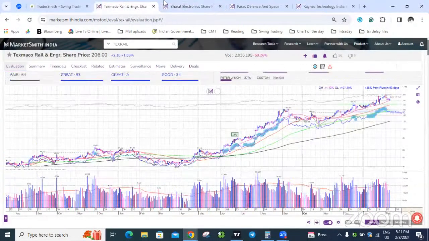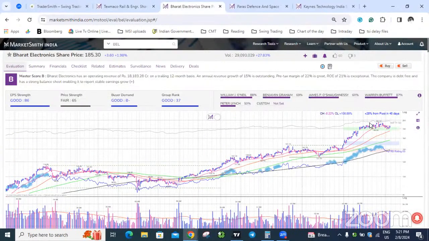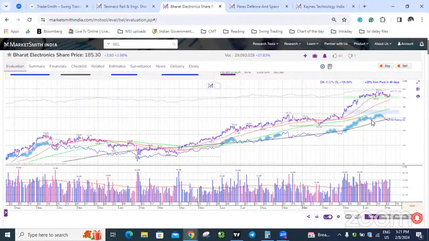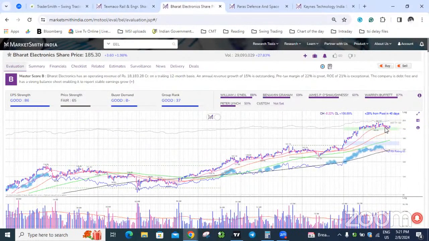Sure, Yatisa, please continue. Okay. So the first one is BEL. Here also it's trading at all-time high levels. It's a fundamentally strong stock, one more defense sector stock. It's trading at an all-time high level, so a fresh position at the current juncture one can clearly avoid.